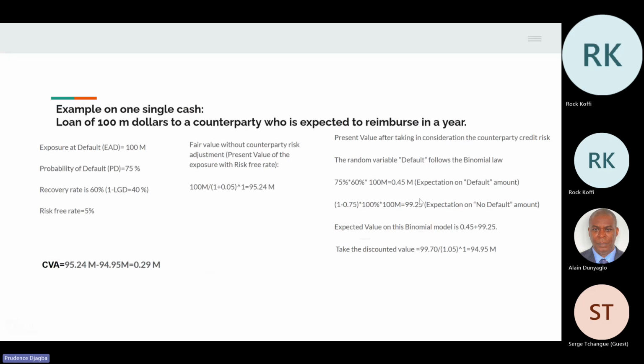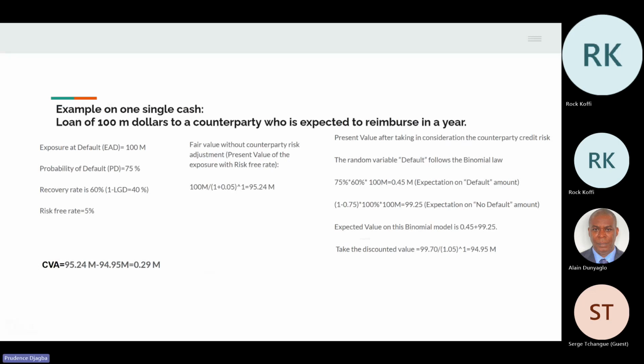And if I want to evaluate the expectation, I will take the probability that we will default here, which is 70%, times the value of the random variable, which is 60% times the 100 million. And I got 0.45 million.